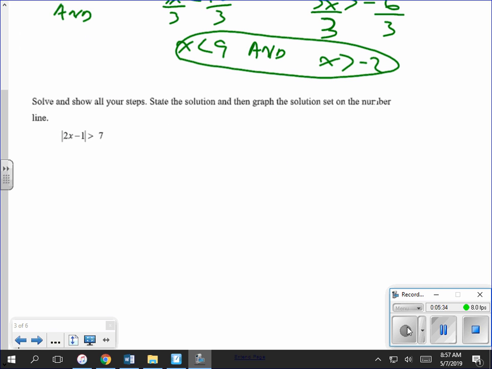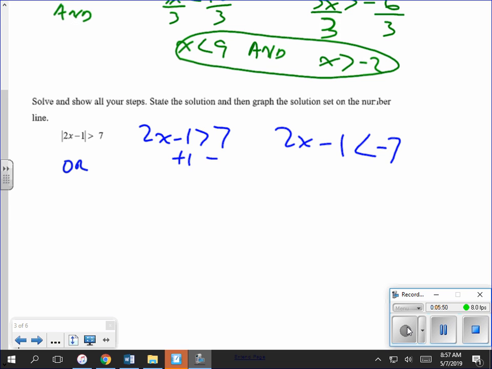Same idea. I have 2x minus 1 is greater than 7, and 2x minus 1 is less than negative 7. And because this is a greater than here, my answer is going to be an or. Now I solve each problem. Add 1 to each side. 2x is greater than 8. Divide by 2. X is greater than 4.